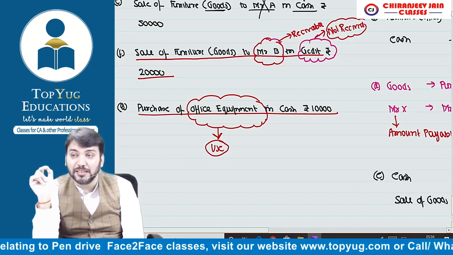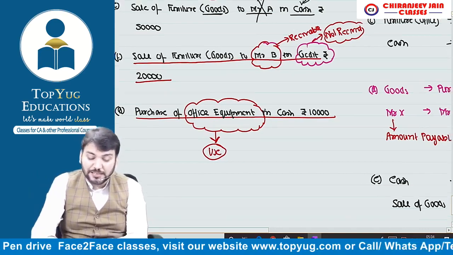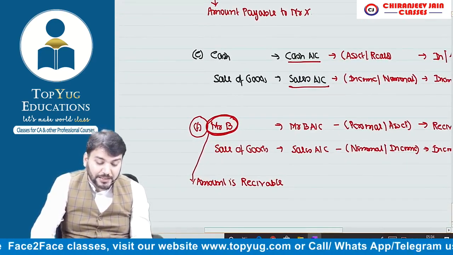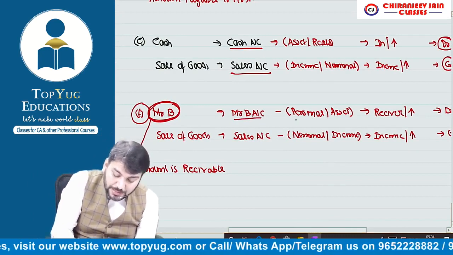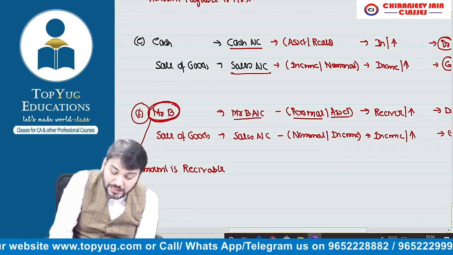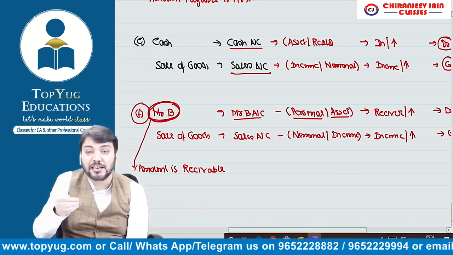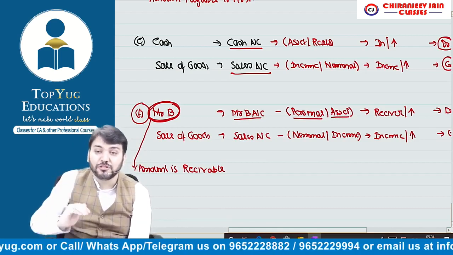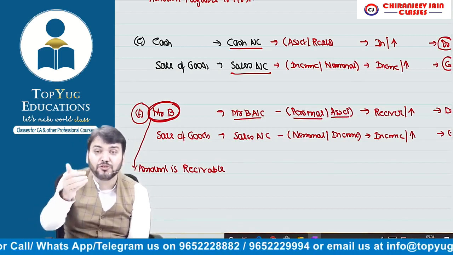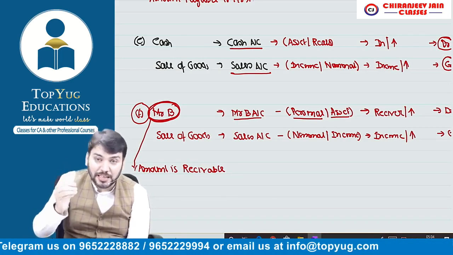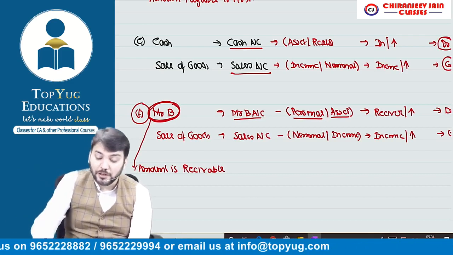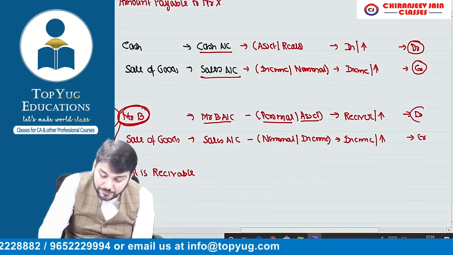B account will represent personal account as well as asset. Correct? Understood? So Mr. B is a personal account and asset. Can I say Mr. B is the receiver or giver of goods? If you have sold goods to Mr. B, so Mr. B is the receiver of goods. So debit the receiver, credit the giver. So debit the receiver, correct?